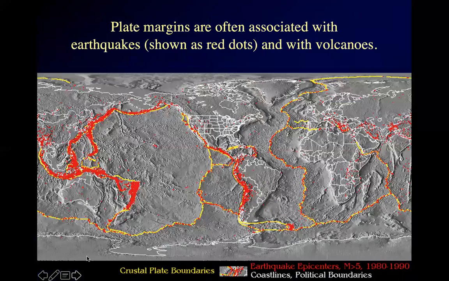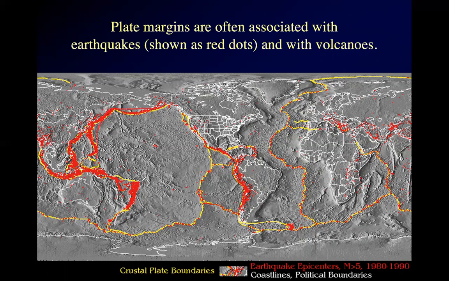The edges of those plates are often associated with earthquakes. This is data from 1980 to 1990. Younger data would show exactly the same pattern. Every one of these dots is the epicenter of an earthquake of magnitude 5 or more. And you can see how they almost perfectly trace out these plate boundaries. The rim of the Pacific plate and then the Nazca plate up here is sometimes called the Ring of Fire because there's so many earthquakes and volcanoes along here.